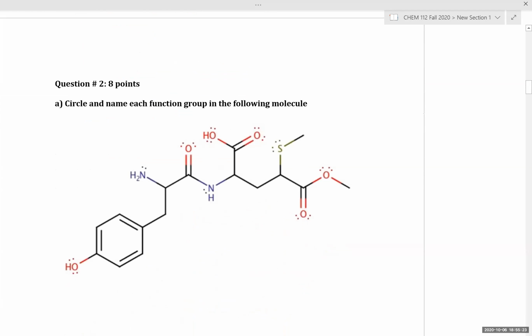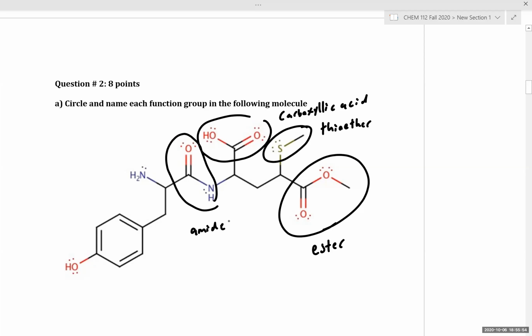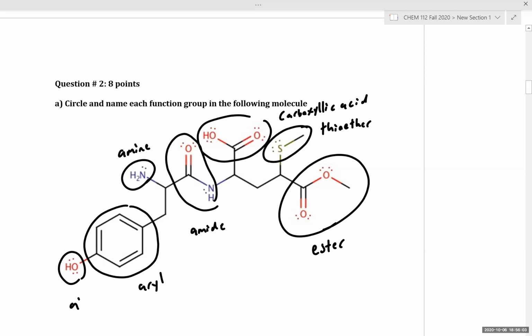So in this case, we're asked to circle and name each functional group. Remember, you name each functional group as a whole. Don't break down an ester into the component ketone. This whole functional group is an ester. Some students miss this functional group, which is a thioether. This functional group is a carboxylic acid. This functional group is an amide. We have an amine, we have an aryl group, and we have an alcohol.